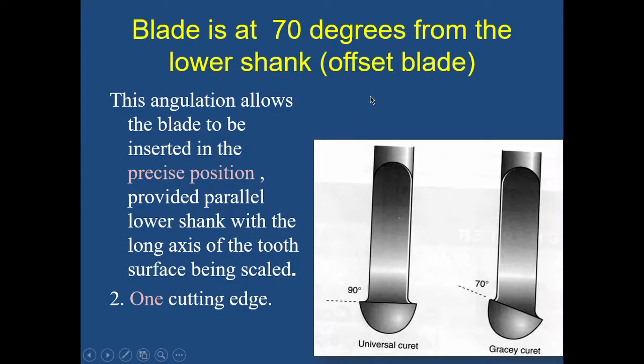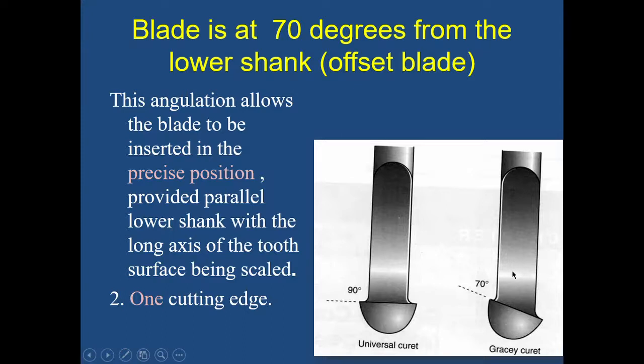So what is the difference between the universal curette and the Gracey curette? We have many differences, and this is the first important question in this chapter. What is the difference between the universal curettes and the Gracey curettes? You see the universal curettes, the angle between the face and the lower shank is 90 degrees, but this one has an offset blade, or an offset angle.